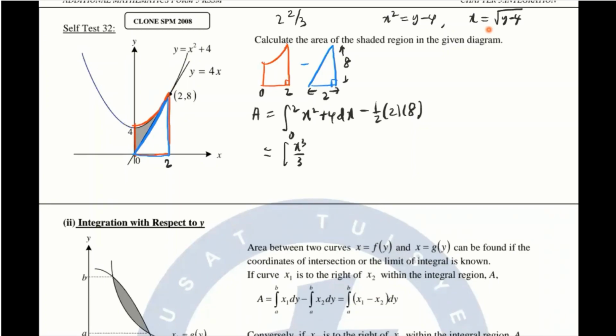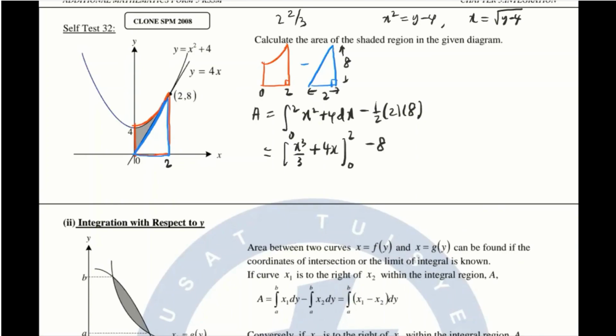So for me, if you're given y as the subject, I integrate with respect to y. If you're given x as the subject, I'll integrate with respect to x. That will be the most clear cut. Because when I integrate with respect to y or x, it looks about the same. Should I say with respect to y is harder in this case? Okay, anyhow, let's continue. When I integrate this, I get 4x, lower limit 0, upper limit 2.